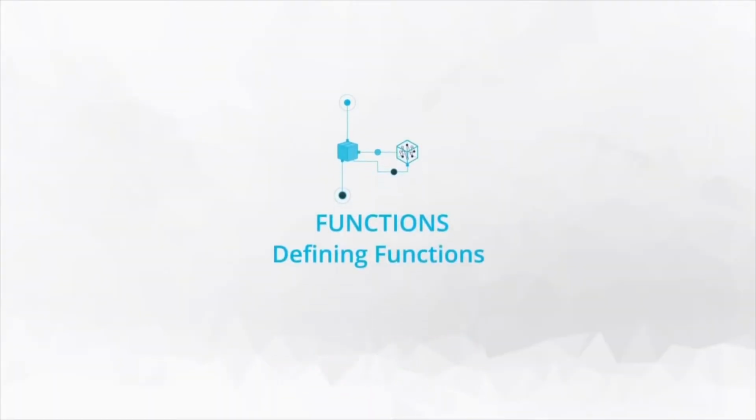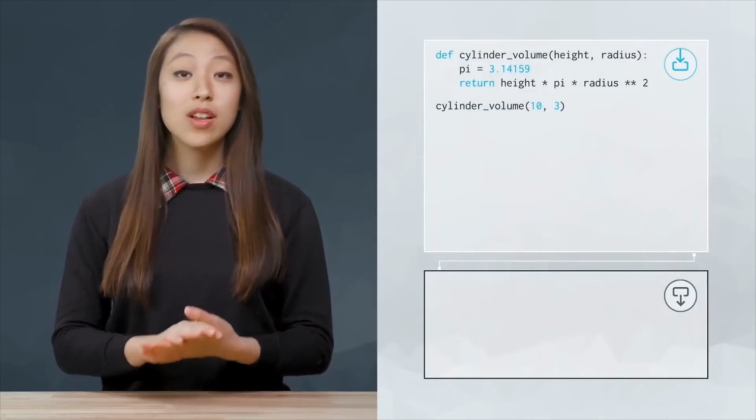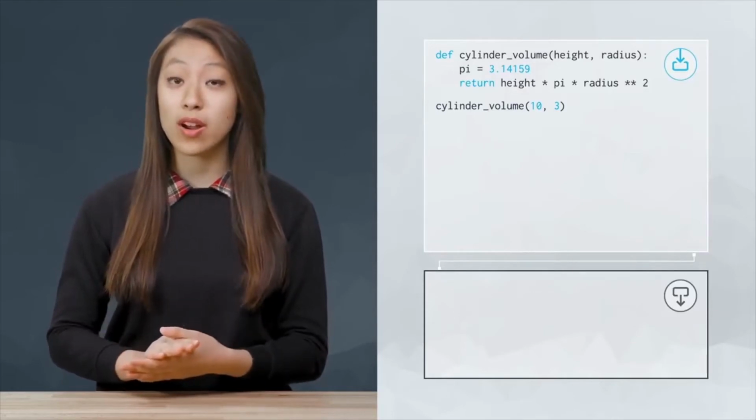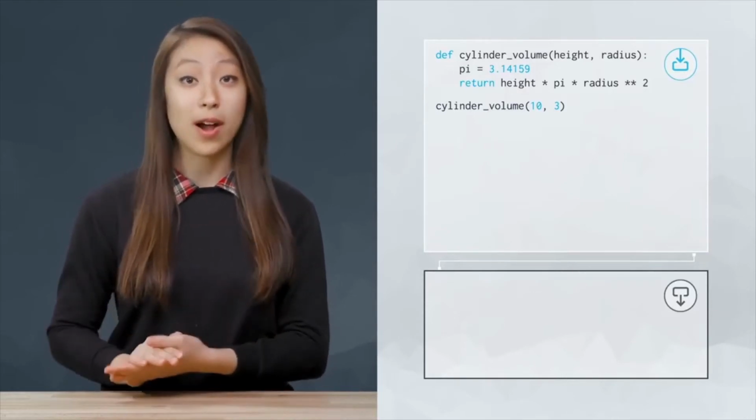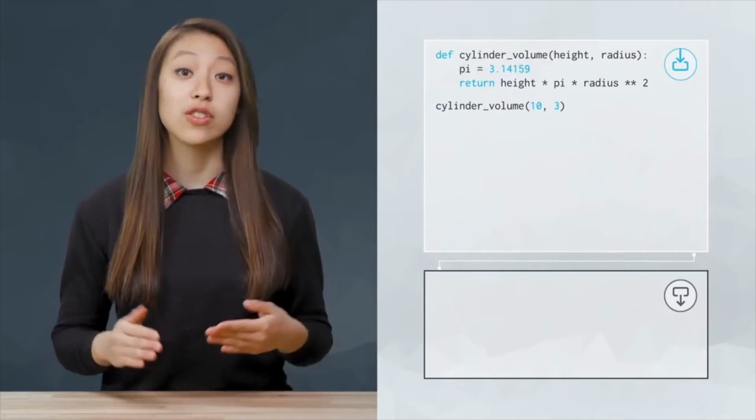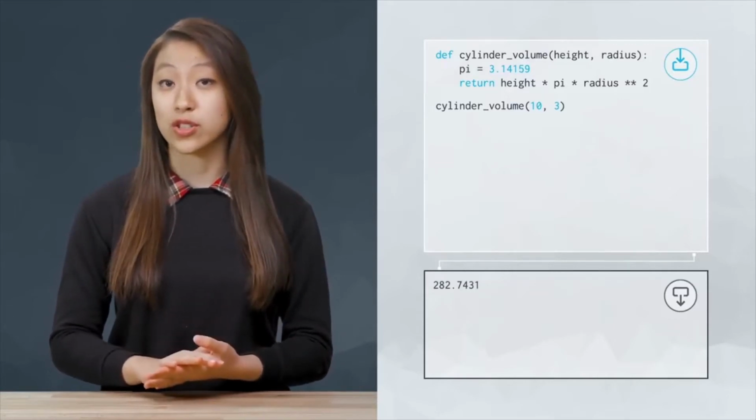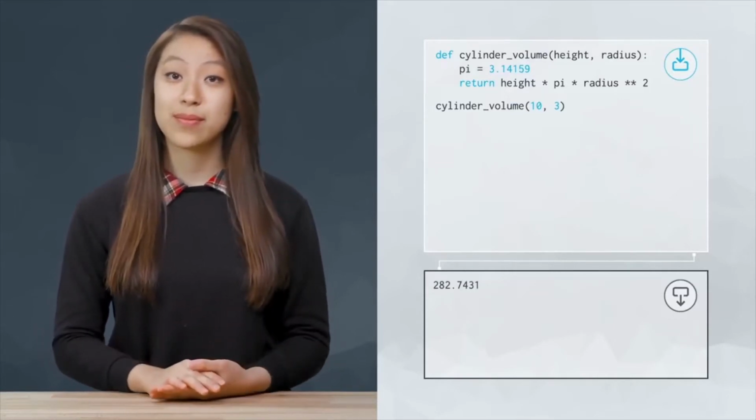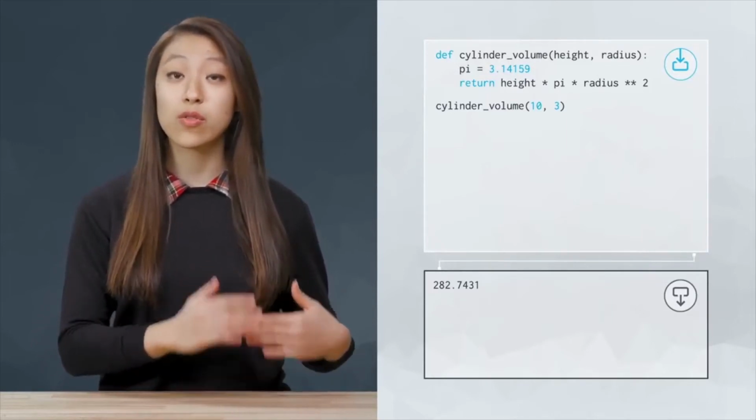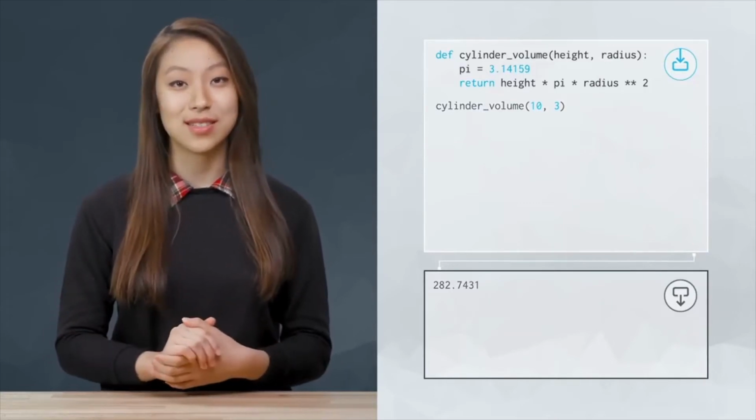As our first function, we'll write a function that calculates the volume of a cylinder. The formula for this is the cylinder's height multiplied by the square of its radius multiplied by pi. Here's what that formula looks like when defined in a function called cylinder volume. After defining the cylinder volume function, we can use it like this. This value is the volume of a cylinder 10 inches tall with a radius of 3 inches. Let's see how this works behind the scenes.